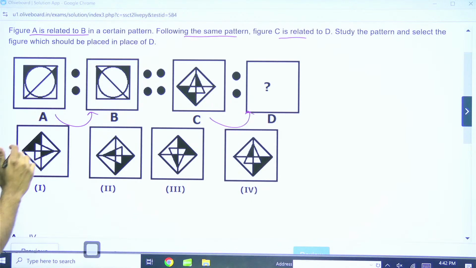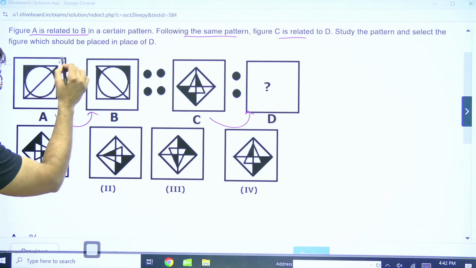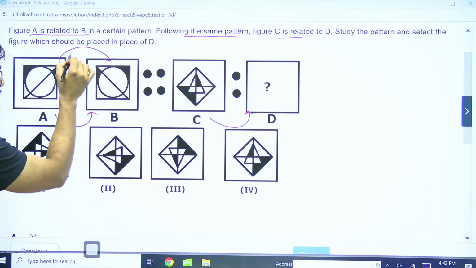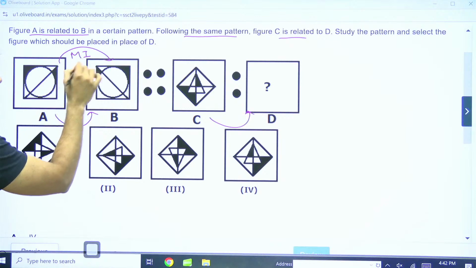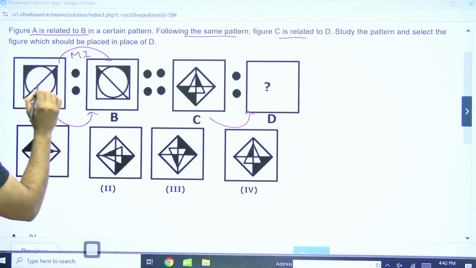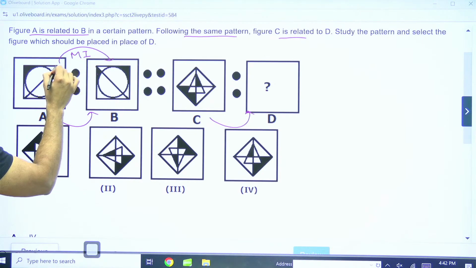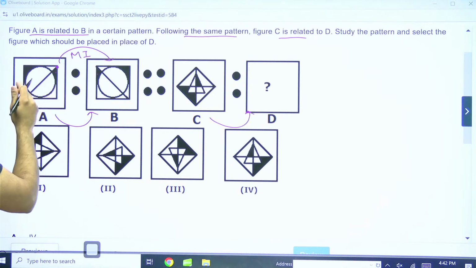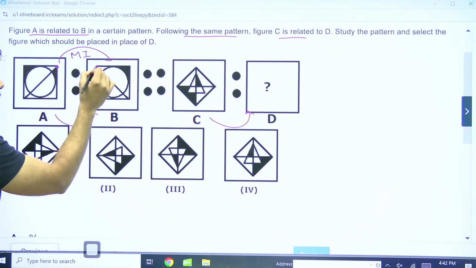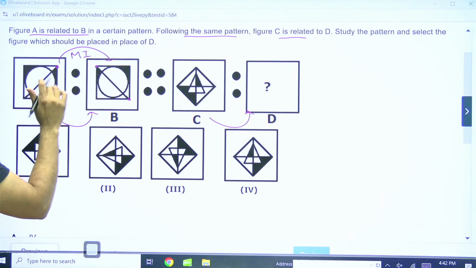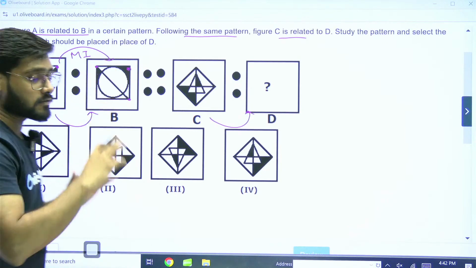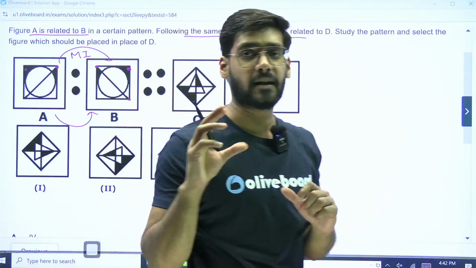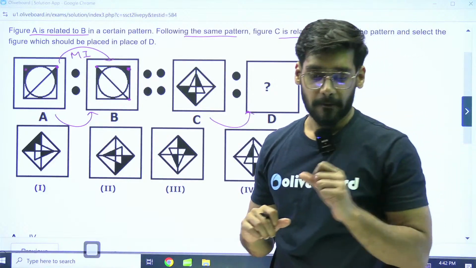Let's see. You can clearly see that image B is the mirror image. MI means mirror image, right? This is at the right, this is at the left. The diagonal was going from top right to bottom left, so it will now go from top left to bottom right. This is at the top left corner and this is at the top right corner. So this image is properly the mirror image.